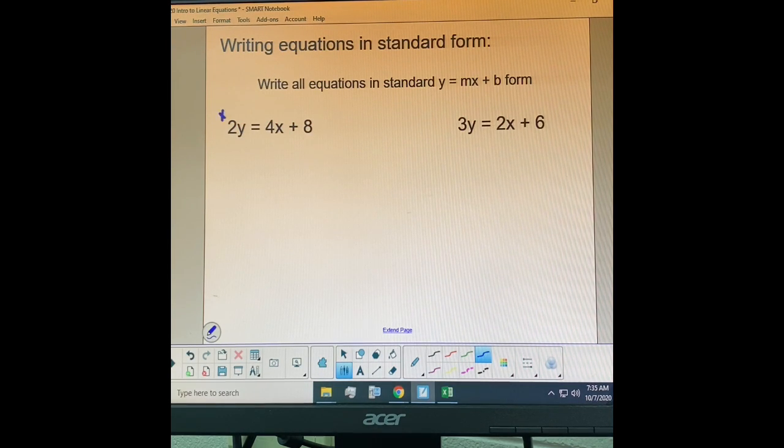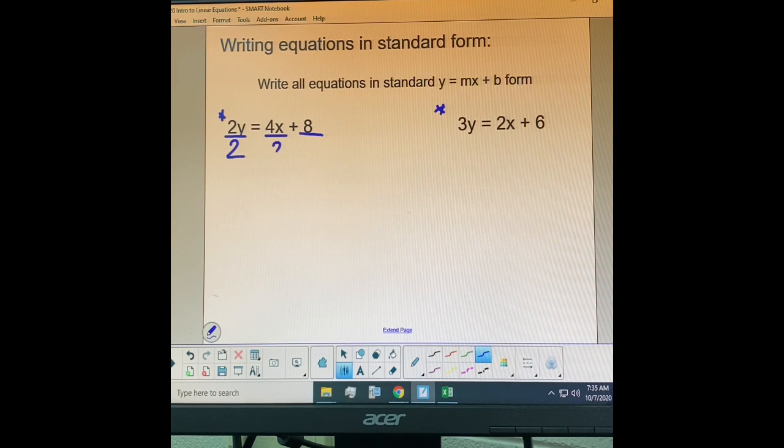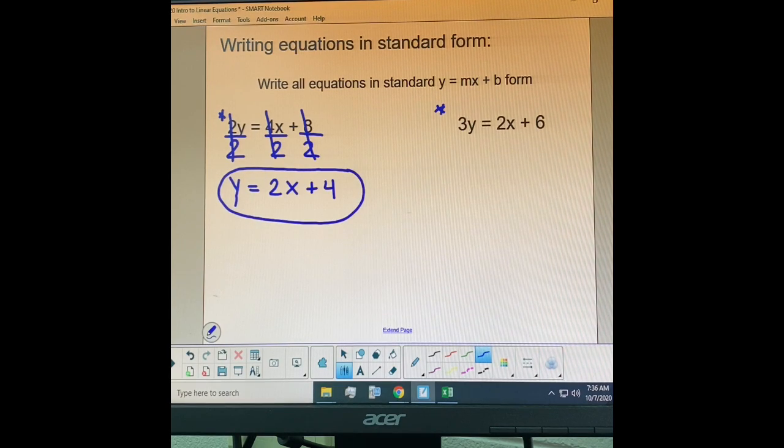These two equations are not in standard form. They're not in standard form because y has a coefficient, so we have to get rid of it. In order to get rid of the 2 in front of the y, we have to divide each term by 2. Divide by 2, and we get y equals 2x plus 4. This equation is in standard form.